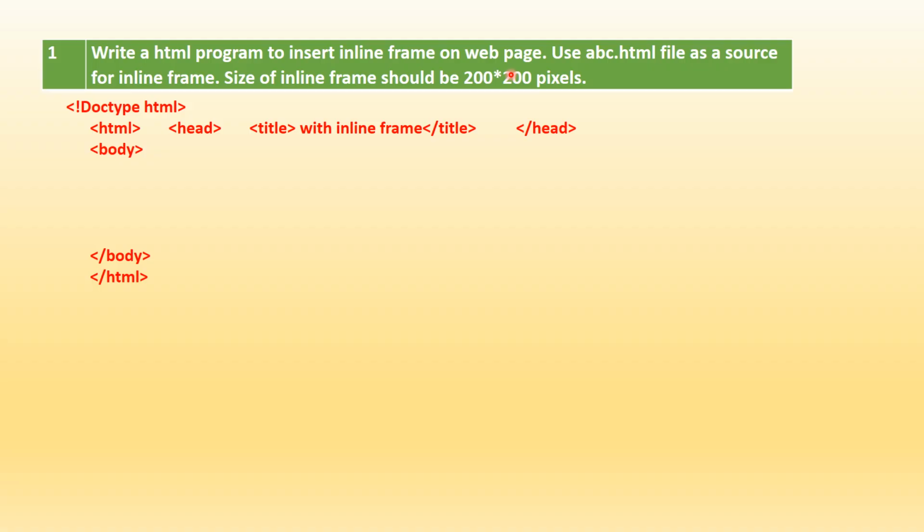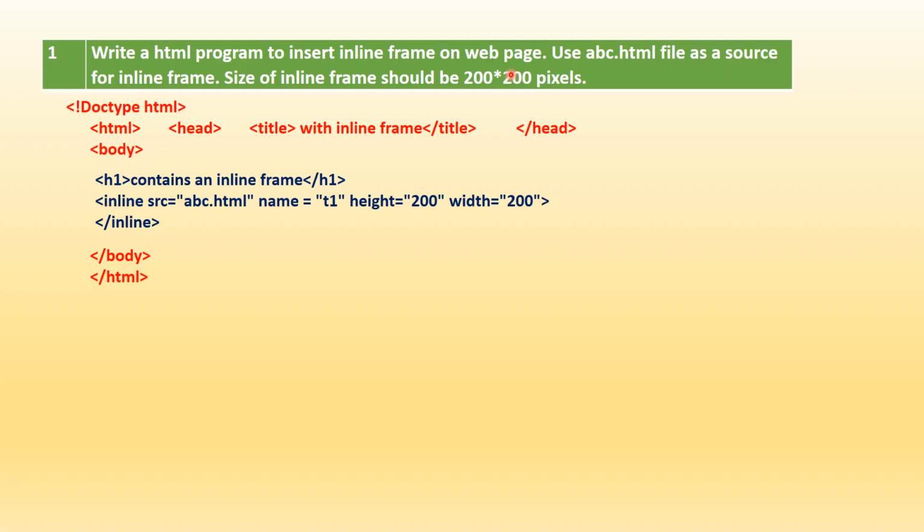The basic structure you will write first. And after that, I have placed an H1 here. H1 contains an inline frame, so you can write any heading with the content. After that, you will write the inline frame. So iframe is the tag here. It's a container tag. Here I have used 4 attributes. Attributes are SRC, name, height, and width. We need height and width for the inline frame. And what is the external document name? It is abc.html. It is given here, so you have to use the same file name.